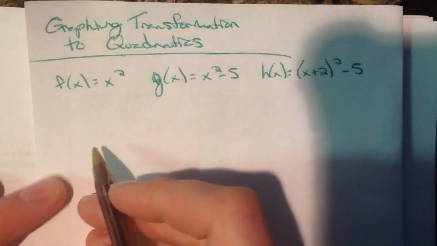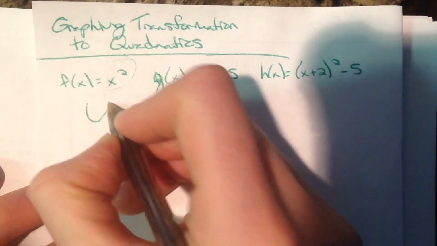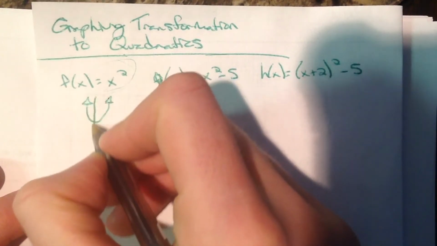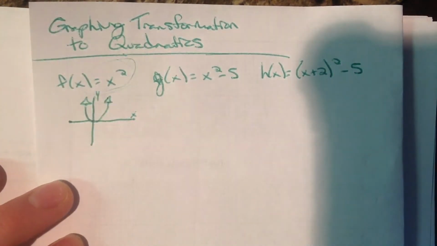So, graphing transformations of quadratics. This is what's called our parent function. It's the beginning quadratic. It has the basic shape of this. It goes to the point 0, 0, and it looks like this on a graph.